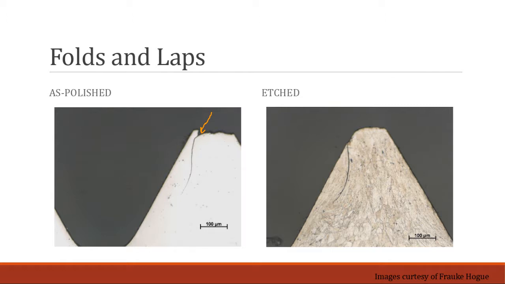So this microstructure, you can tell it's deformed, but the deformation around the crack tip is even more so. The deformation that you would see in this region here would lend this to be a thread lap or a fold of material.